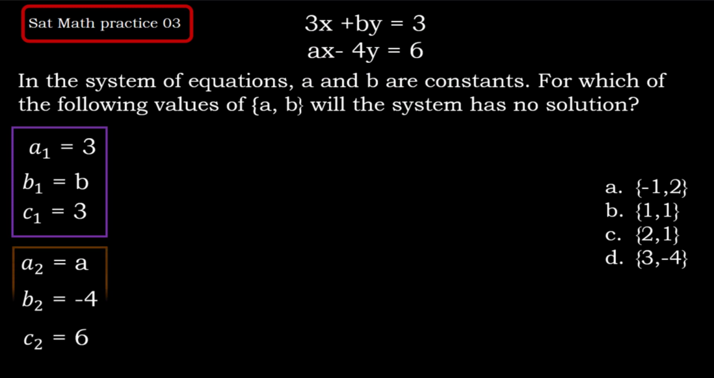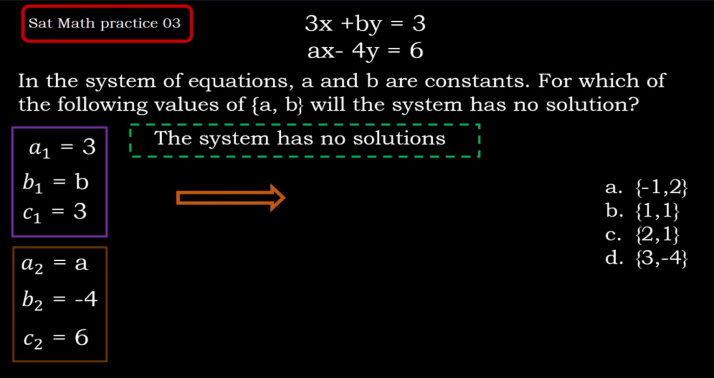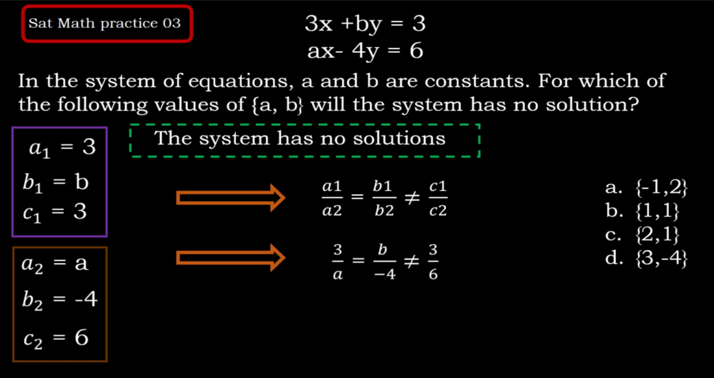Now for the second, we have here that the system has no solution. So we can deduce that a sub 1 over a sub 2 equals b sub 1 over b sub 2 is not equal to the ratio between the two constants. Plug in the numbers.